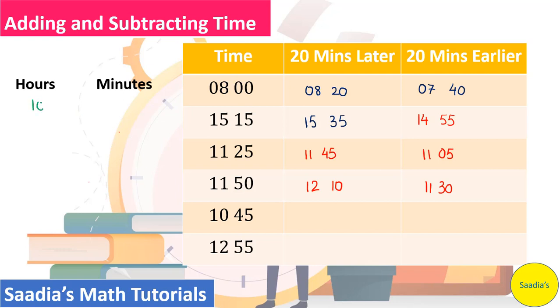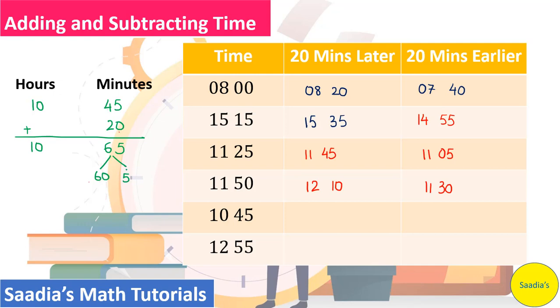10:45. 10 hours, 45 minutes. When we add 20 minutes to it, what do we get? 5 plus 0 is 5. 4 plus 2 is 6. And 10 hours as it is. Now this number is greater than 60, so we have to separate it. 65 means 60 minutes and 5 minutes.